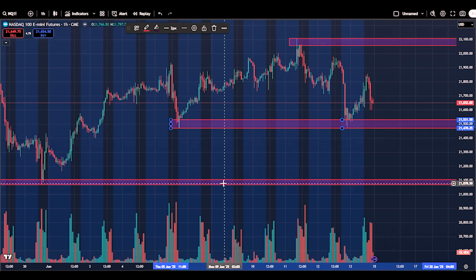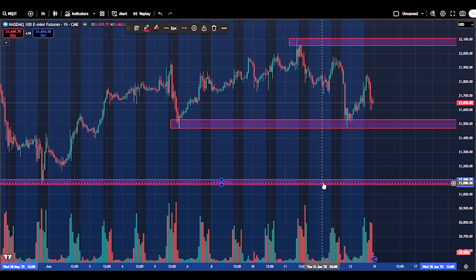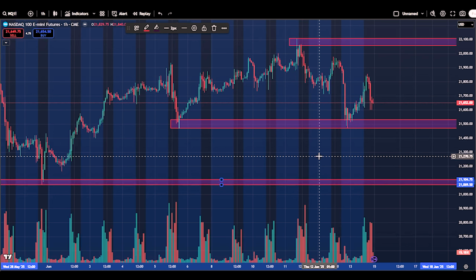Now below that, this is probably my favorite demand zone that I can see right now. Keep in mind, we could just blow through these levels first day.